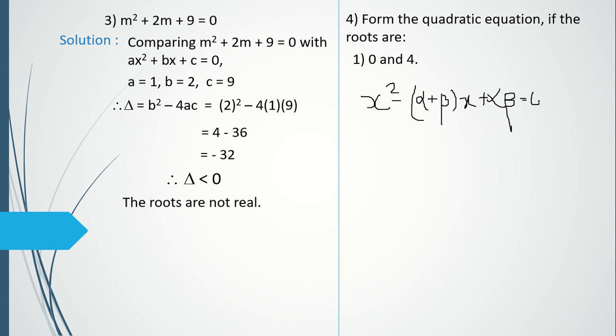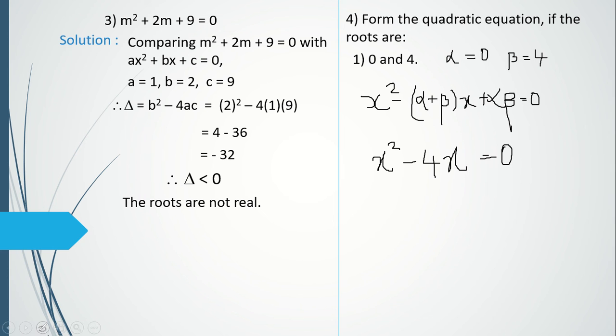So you have sum of the roots and product of the roots there. Okay, and alpha and beta are given to be 0 and 4. So just substitute in the formula. x square minus, now see, this is going to be 0 plus 4, which is 4x, plus this is 0 into 4, alpha beta, so that term is going to become 0.